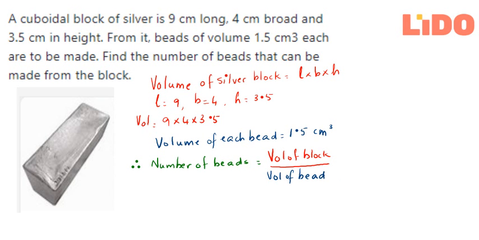Which is equal to, now the volume of the block is 9 into 4 into 3.5. So let's write that, 9 into 4 into 3.5 divided by the volume of each bead, which is 1.5, right? So let's cancel whatever we can.